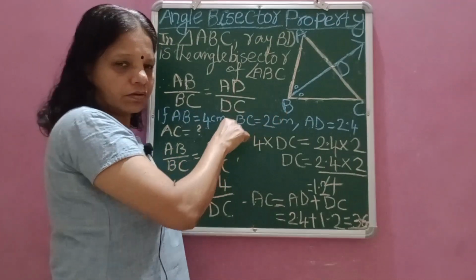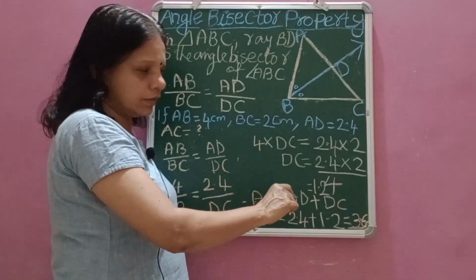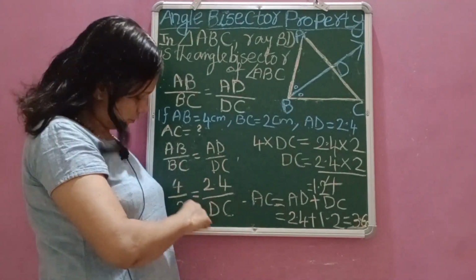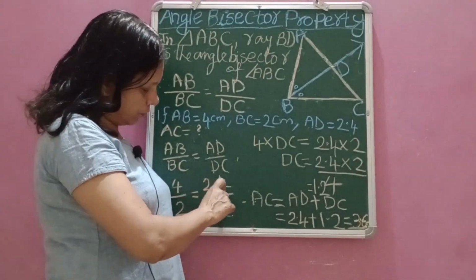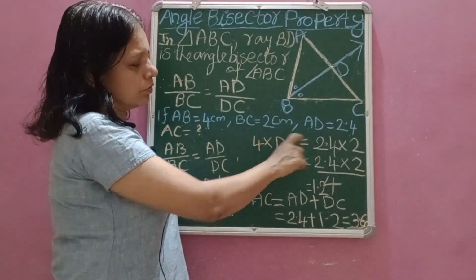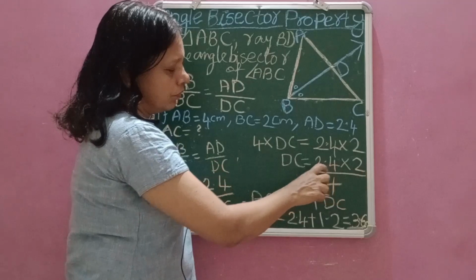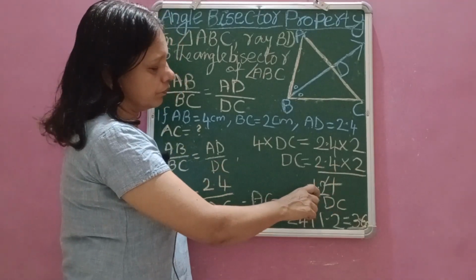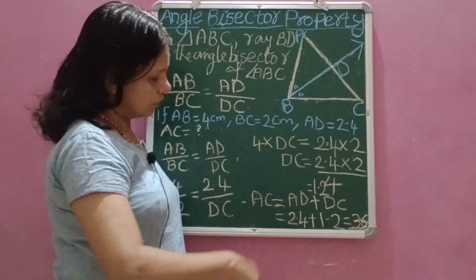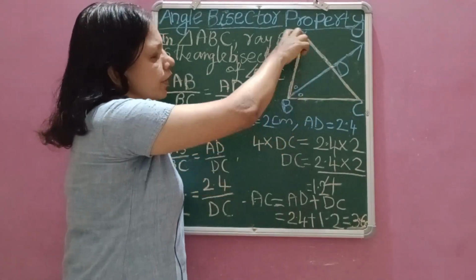Ray BD is the bisector of angle ABC. Therefore, by the angle bisector property, write the relation. Then substitute the given values. 4 upon 2 equals 2.4 upon DC. Cross multiplying, 4 into DC equals 2.4 into 2, or DC equals 2.4 into 2 upon 4, equals 1.2. Clear? So 1.2 centimeter is DC.